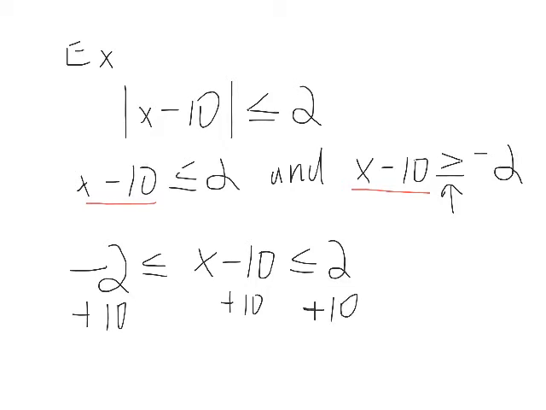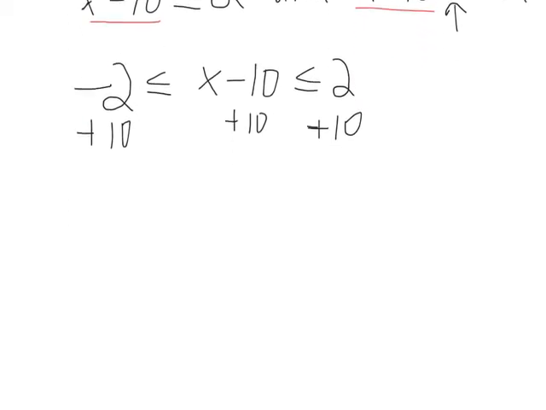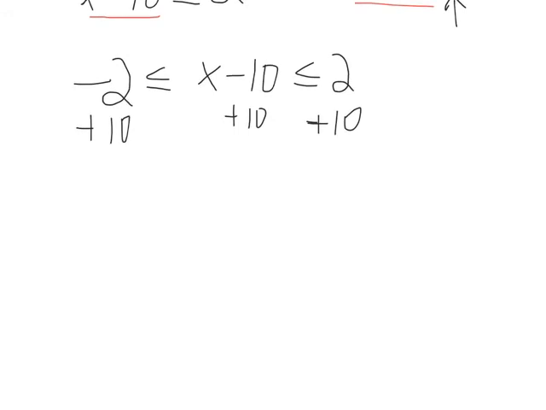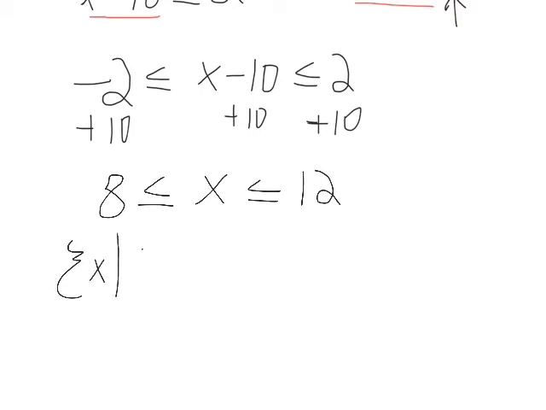of the inequality. Let me scoot down just a little bit so we've got some room. That's going to give me an 8 less than or equal to x less than or equal to 12. X is between those two values. That's your inequality notation. If you want set builder, x such that 8 is less than or equal to x less than or equal to 12.